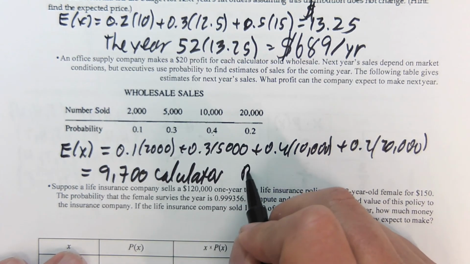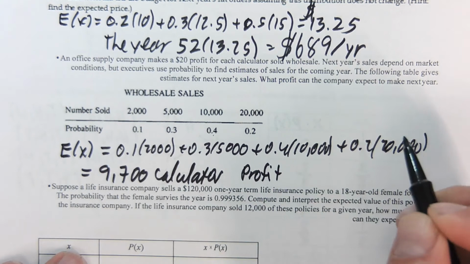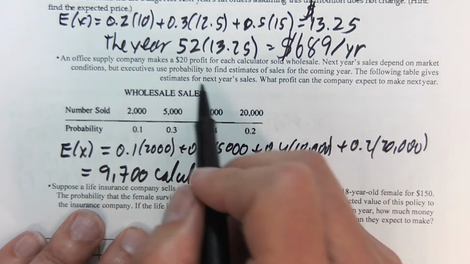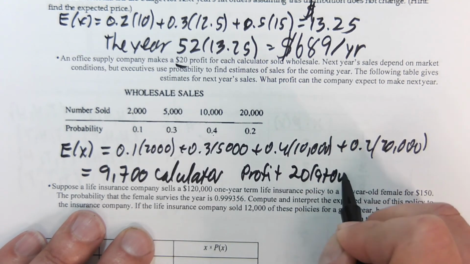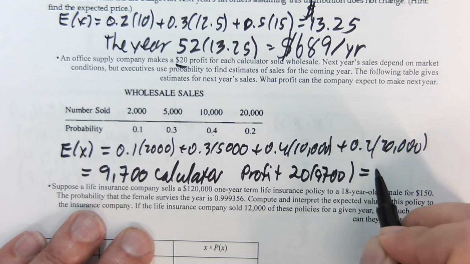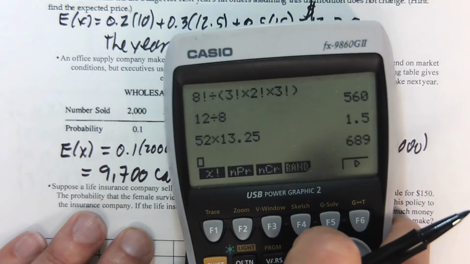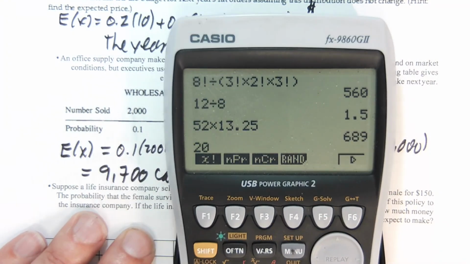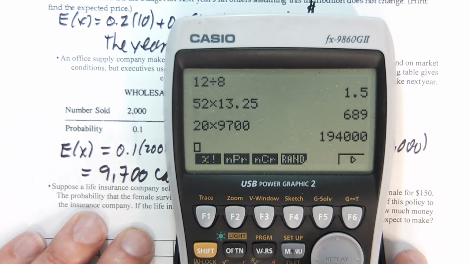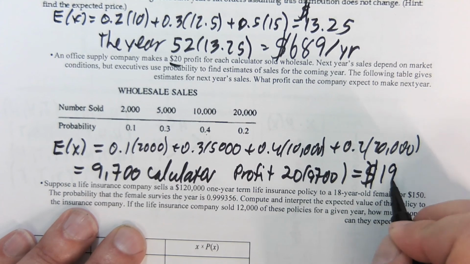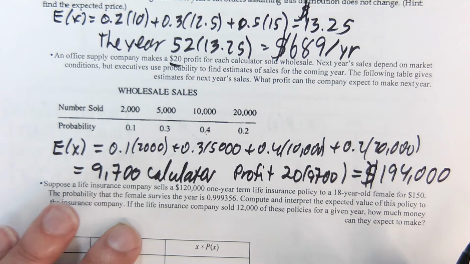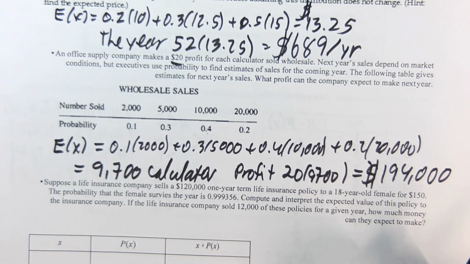Now the profit is going to be, they make $20 profit per calculator, so that's going to be 20 times 9,700. So that's $194,000. $194,000 is the type of profit that they would expect to make for that.